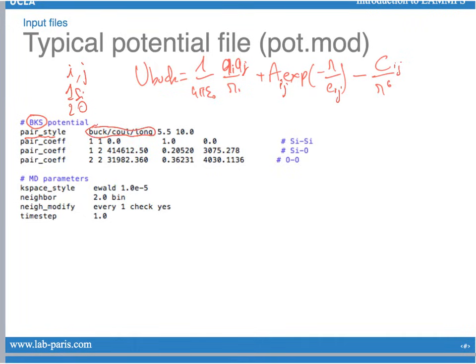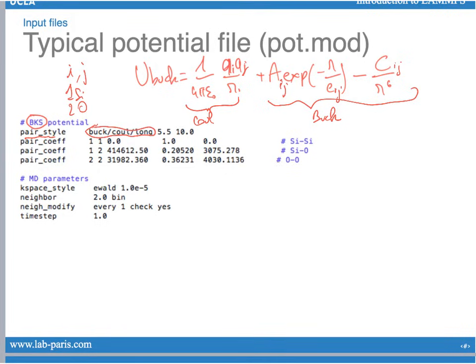Here we are using the buck/coul/long parameter, which tells us that we want to combine a Buckingham potential, which is this part of the potential, plus the Coulombic interaction. This is the Coulombic part, this is the Buckingham part. Each type of potential comes with a different keyword. Here we are saying that we want to combine a Buckingham potential with some Coulombic interaction.